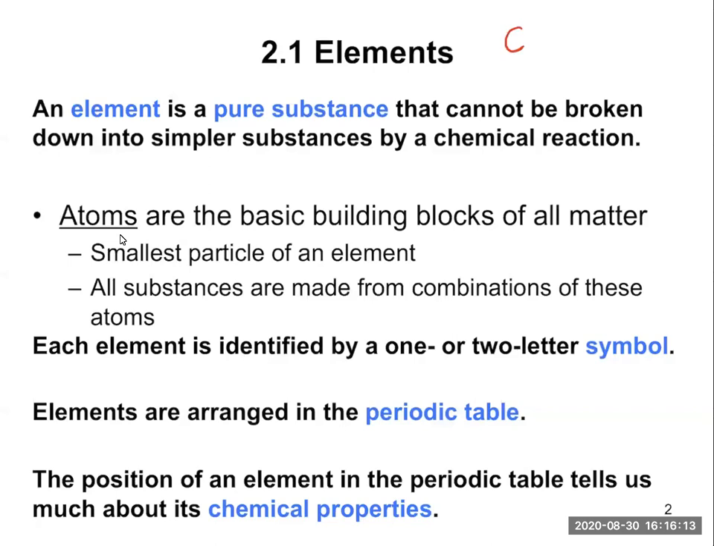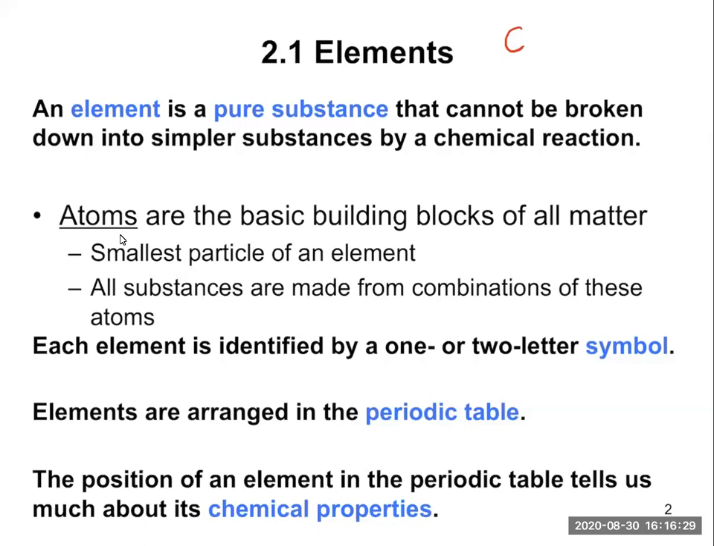Basically, elements and atoms are just composed of one pure substance that you cannot break apart. Well, for now. Later on, you're going to see how we actually can break it apart. But physically, you cannot break it apart.